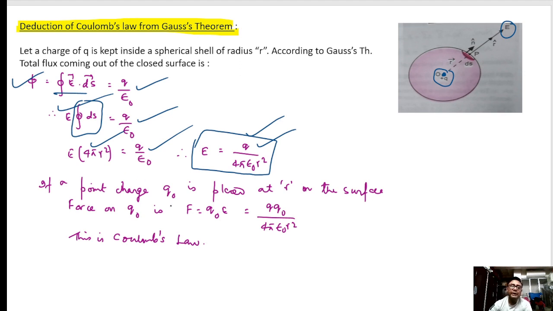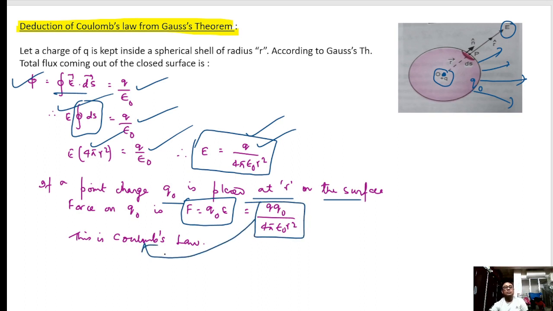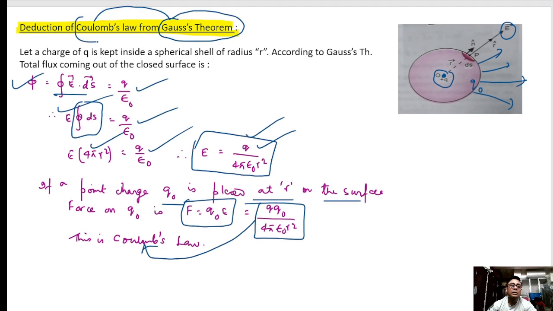Now if I put a point charge q0 at a distance r on the surface, the electric field coming out is like this. So if I put a charge of q0 here, what is the force? Force is q0 into E, which is this, and this is only Coulomb's law. So see how from Gauss's theorem we got Coulomb's law. That means Coulomb's law was established, so Gauss's theorem also got established. Yes, Gauss's theorem is also correct.